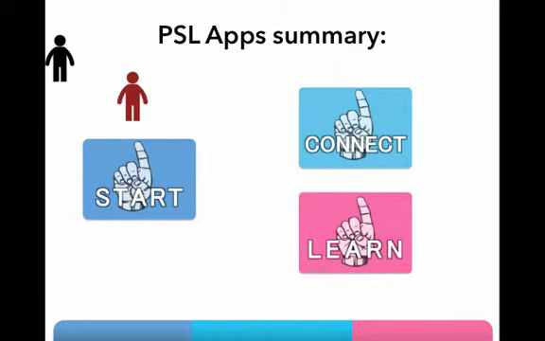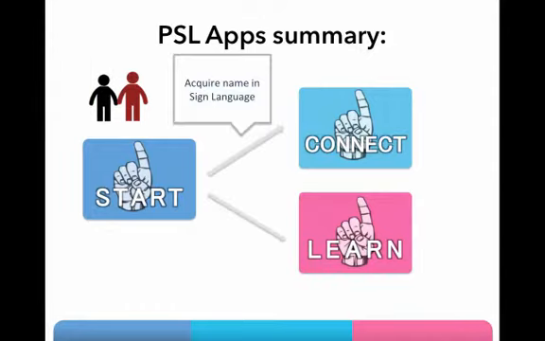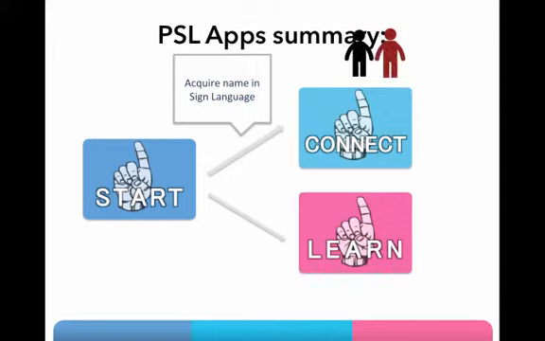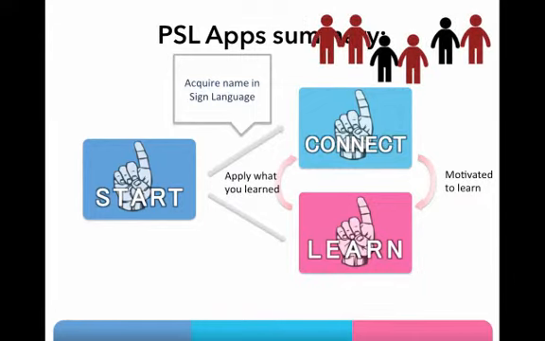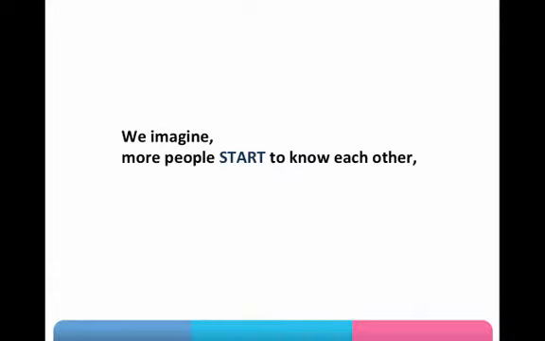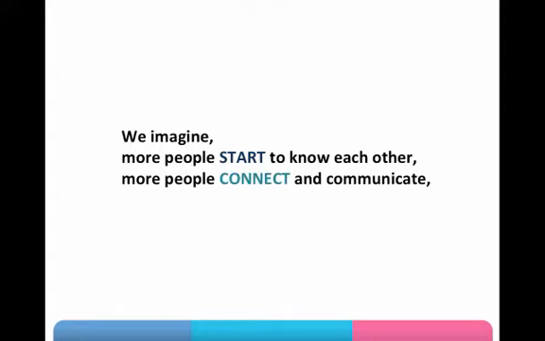An admin and a learner begin their interaction from the Start app. The learner acquires a name sign and starts to connect with other admins. This motivates the learner to move to the Learn app. Then learners go back to Connect app to connect with more people to apply what they have learned. We imagine more people start to know each other, more people connect and communicate, and more people learn with joy.